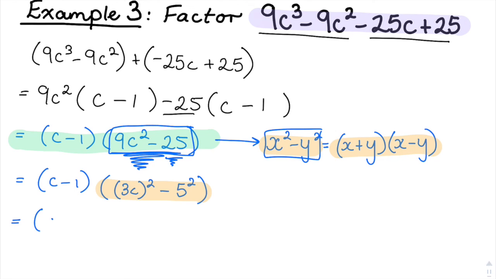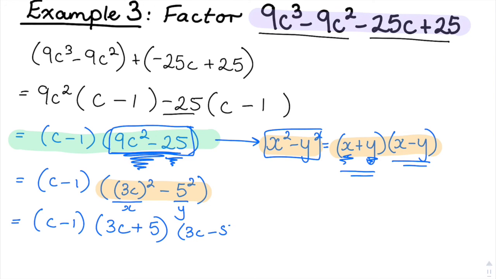So again, we have our c minus 1 and 3c squared minus 5 squared. That 3c works as our x, and the 5 works as our y in the formula. So we've got 3c plus 5, and then we've got 3c minus 5. And there we go, we've finally finished.